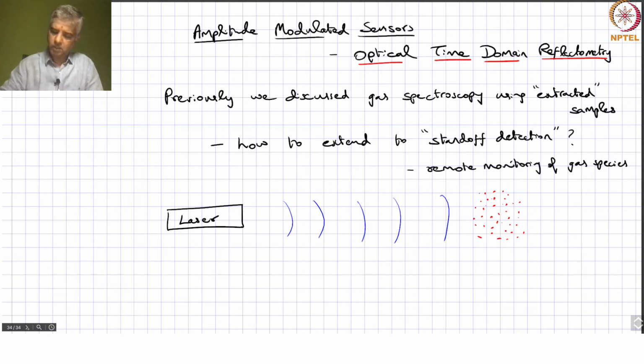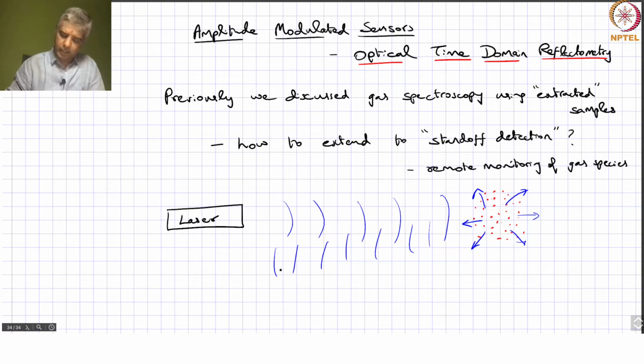So the scattering might happen in all directions, but part of the light might actually come back, right? So if we look at that scattered light, you capture a part of that backscattered light using your optical receiver, right?